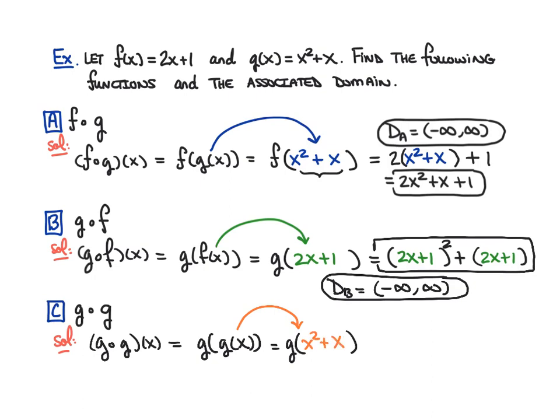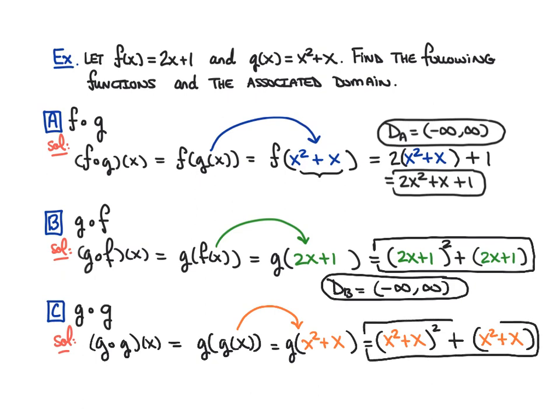And now we look at g of x and we put in g of x. So you'll have the structure of g of x is input squared plus input, and your input is x squared plus x. Of course, you could simplify this and everything would be great, but I'm just going to leave it. So the domain is minus infinity to infinity.